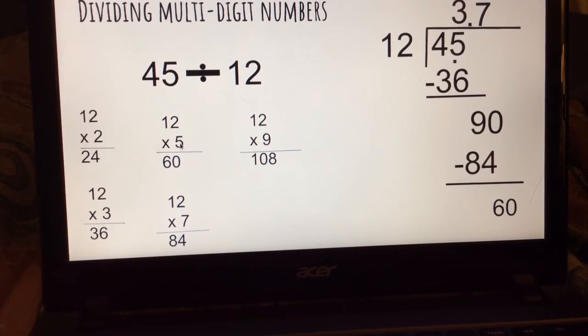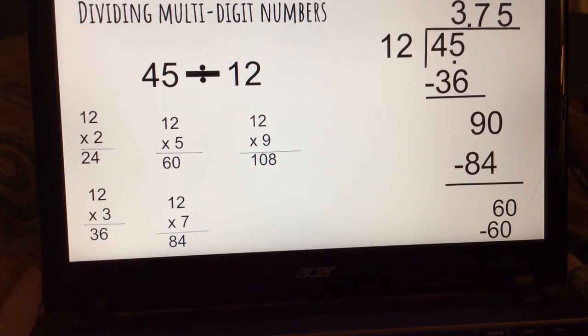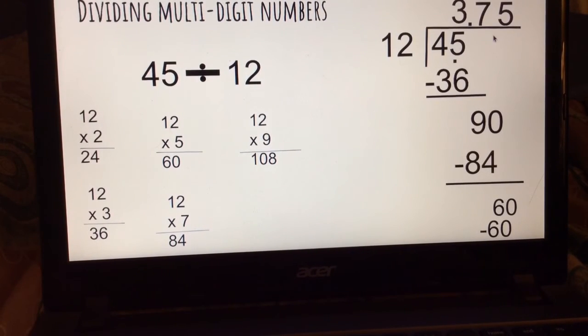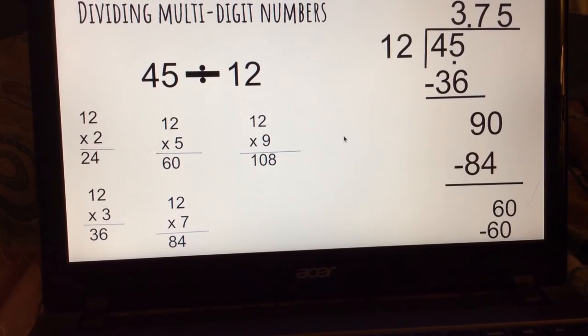And I already know, because I did my rule of 2, 5, and 9, that 60 is 12 times 5. So I know I'm going to put a 5 up there because I already did that math. And that's going to give me 60, which is 60 minus 60, which is 0. So my final answer for this one is 3.75. So that is how we represent a division using decimals.